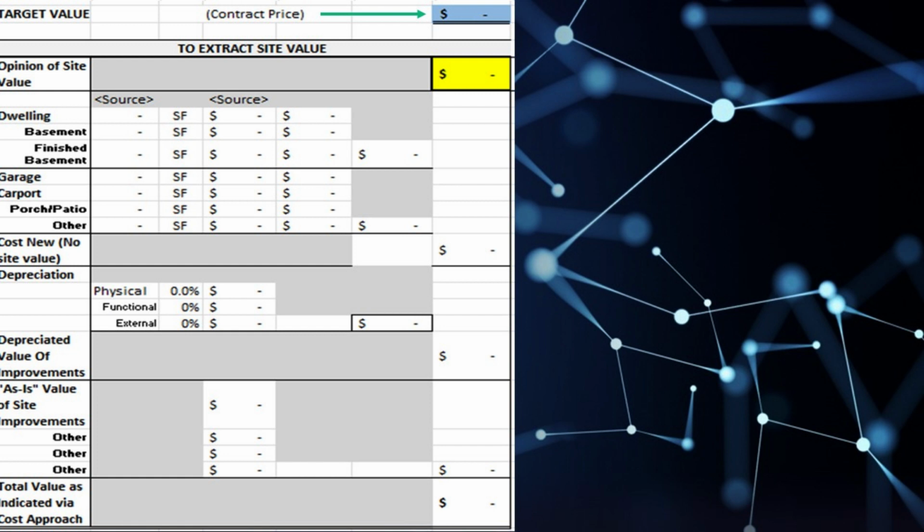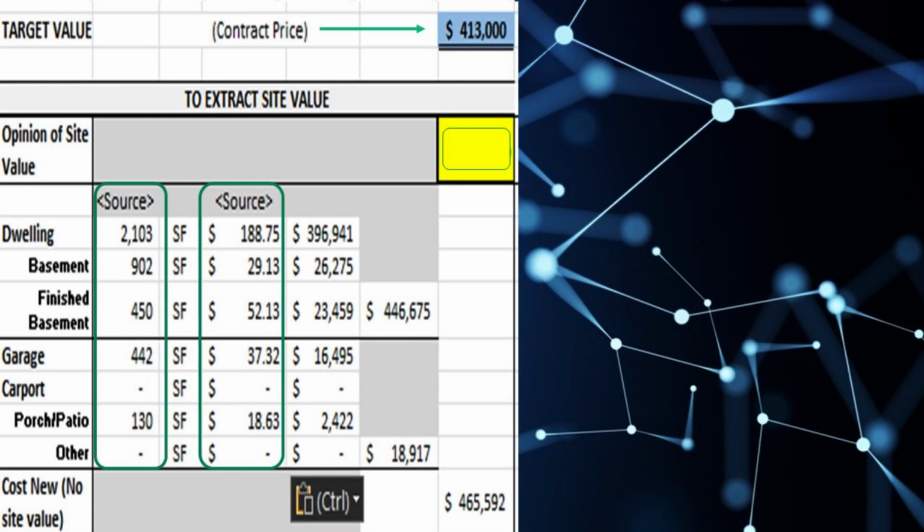You'll use this form to extract a site value. You'll need a target value to start with. This can be the contract price, the listing price, the last sale price, whatever. For the purpose of this video, we are going to assume the contract price. We'll be using the protocols of the cost approach to take the contract price apart to extract a vacant site value. For purposes of this discussion, assume the contract price is $413,000. You'll see I've entered this in the blue cell.